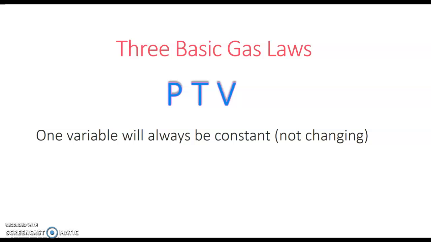With these three variables, we're always going to be holding one of them constant. So for example, if P is not changing, then we're talking about how our temperature and volume are related. Or if temperature is not changing, how our pressure and volume are related. So we're only ever looking at two variables at a time. So let's get started.